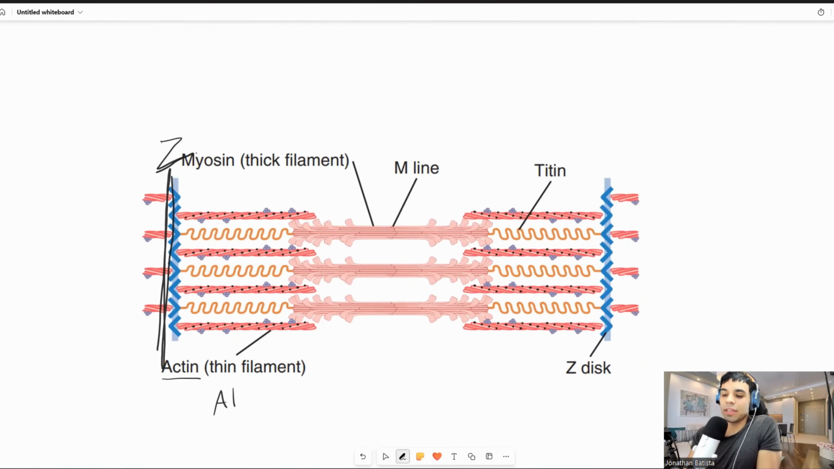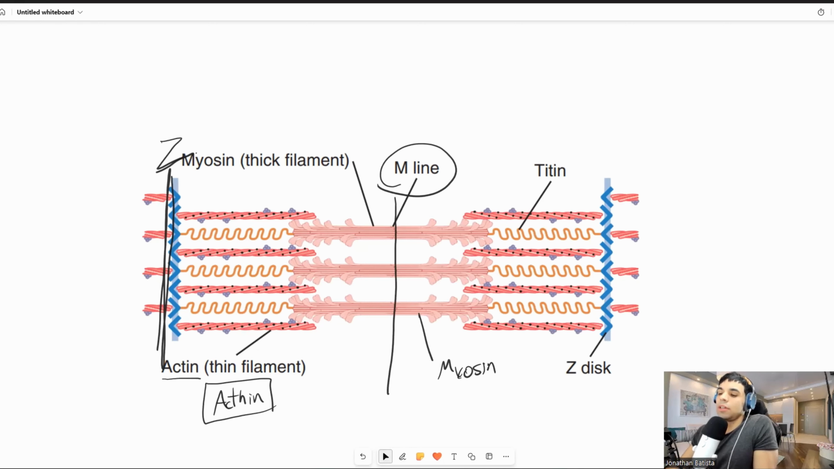I call it actin, just to remember that it's the thin fiber. Myosin is the thick one. So we have myosin in the middle. Since it's in the middle, we have the M line. M line is the middle. So typically what I am telling you is that the B toxin will come in and depolymerize actin. This is where it's happening. This is where the destruction is occurring.